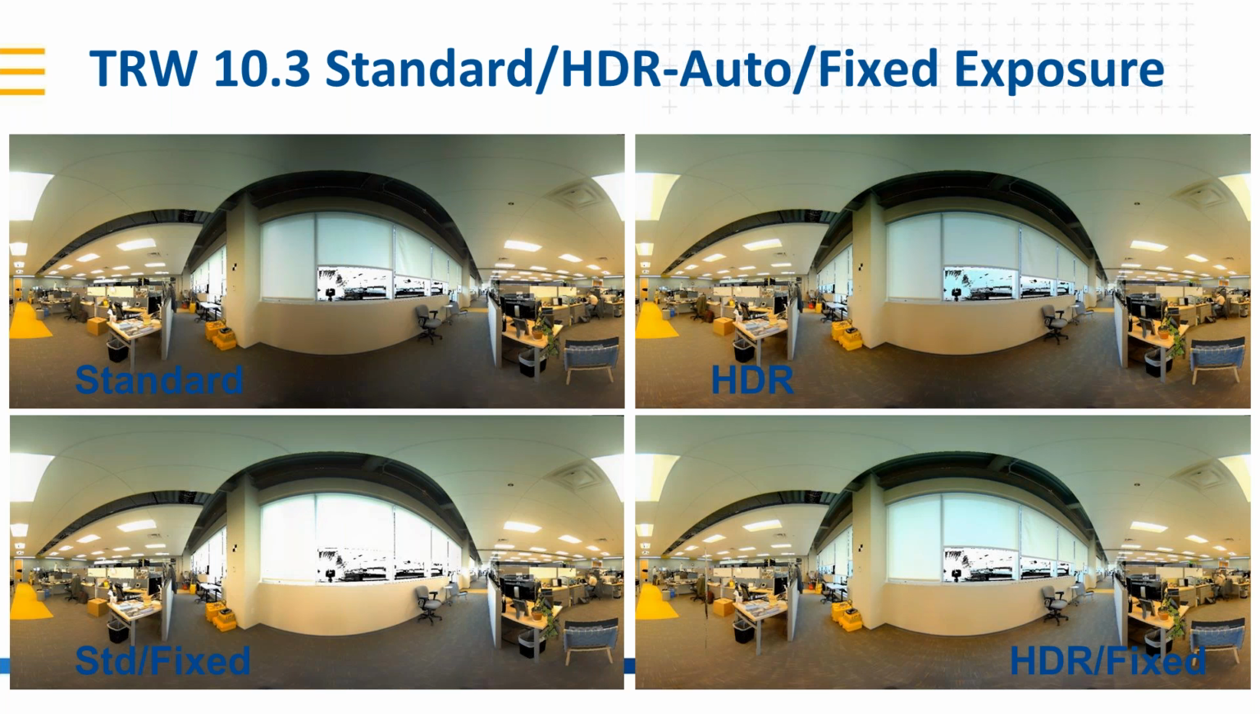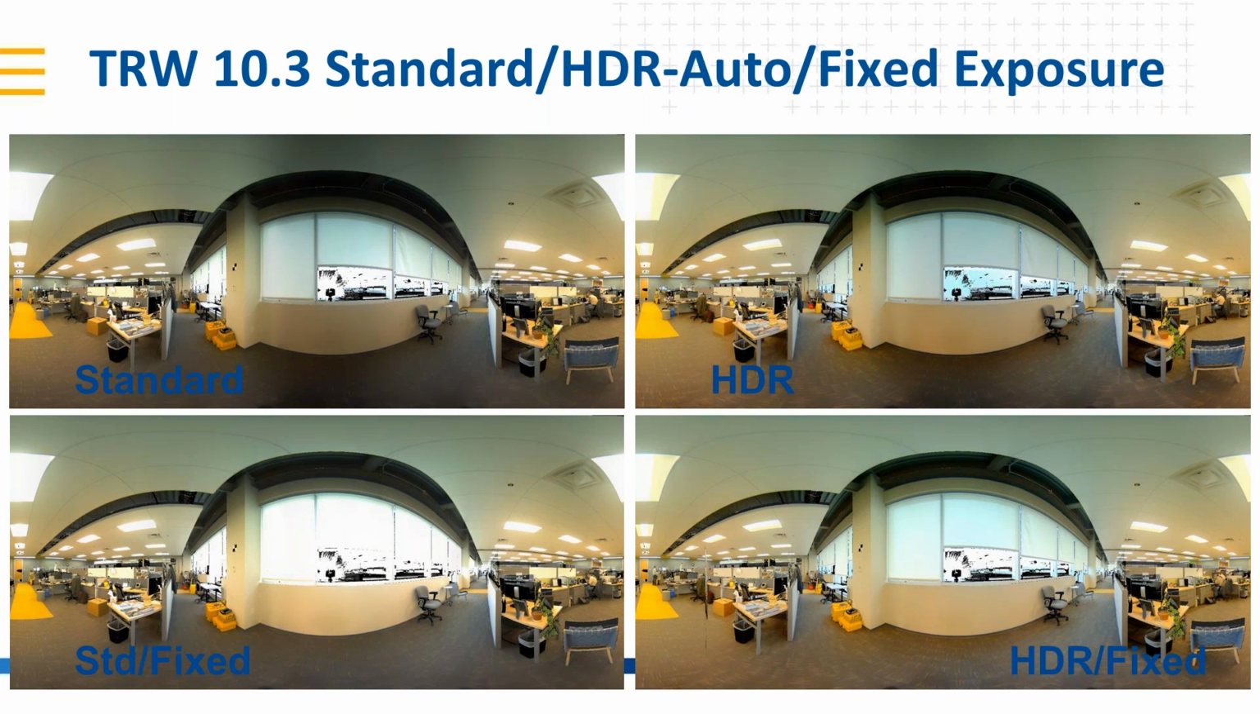And I found that the best results are from the HDR fixed exposure. If you compare these images here, the glare from the window is minimized and you get better clarity, for example, on the piping above the ceiling tile by the window. It looks a little lighter than the HDR image that used auto exposure.